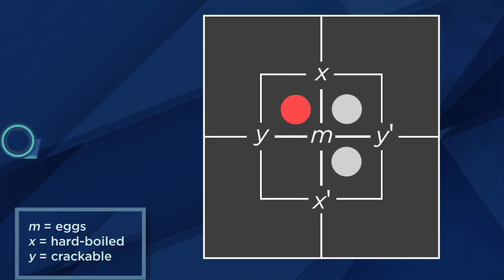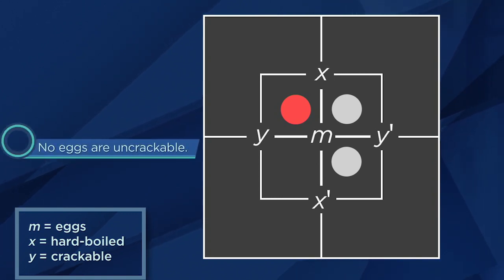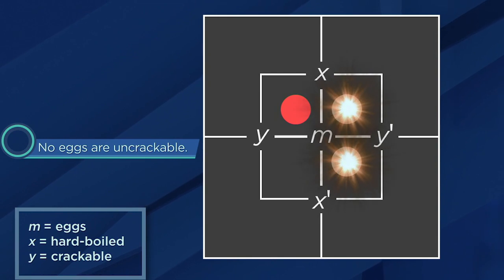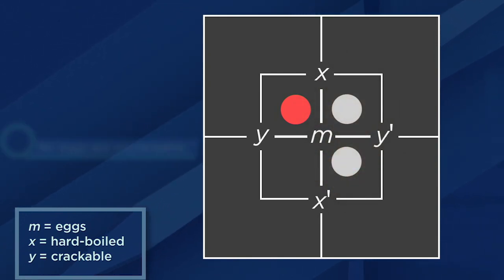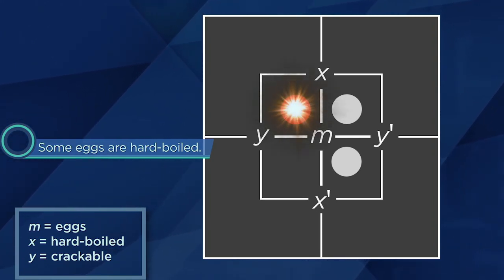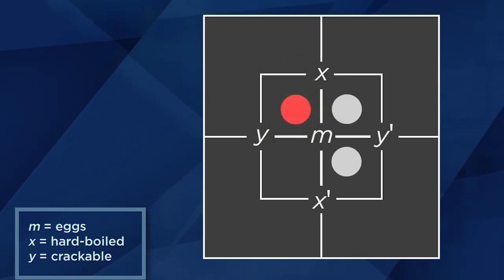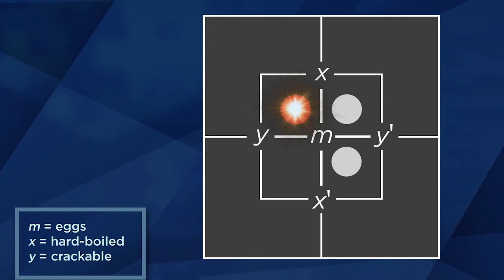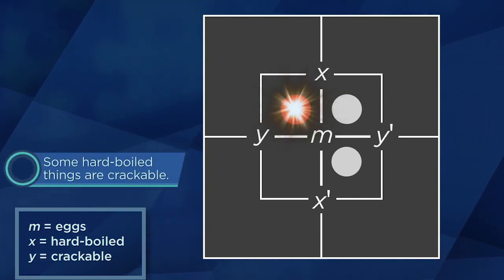Let's start filling in our diagram with no eggs are uncrackable. The eggs live inside the small square, and uncrackable things are found to the right of the vertical line. Those regions receive gray counters. The other premise says that some eggs are hard-boiled. Hard-boiled eggs are found inside the small square and above the horizontal line. But since one such region already has a gray counter, we see that the red counter must be placed in the other. Now we try to draw a conclusion. The gray counters don't help us much, but the red counter allows us to conclude some hard-boiled things are crackable.